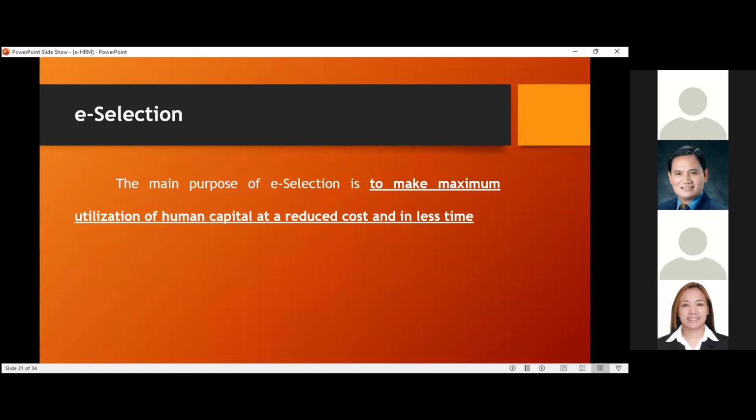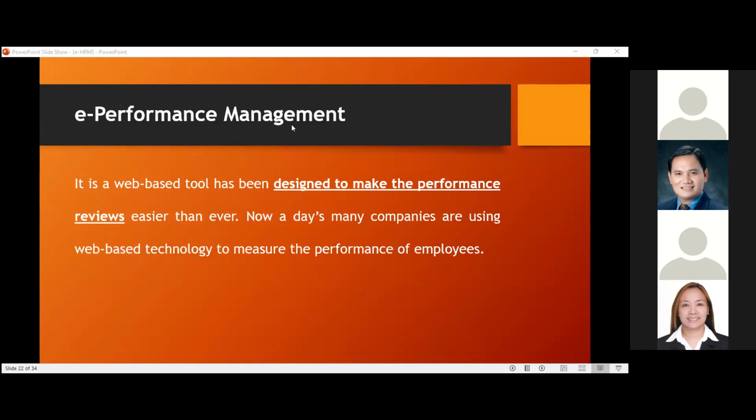The main purpose of e-selection is to make maximum utilization of human capital at a reduced cost and in less time. E-performance management is a web-based tool designed to make performance reviews easier than ever. Nowadays, many companies are using web-based technology to measure the performance of employees.